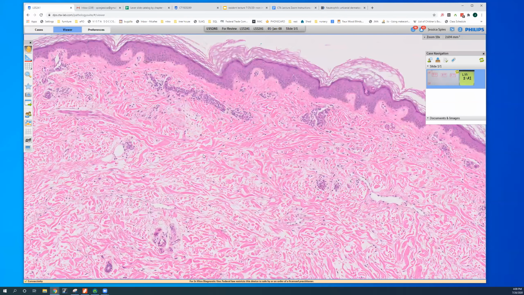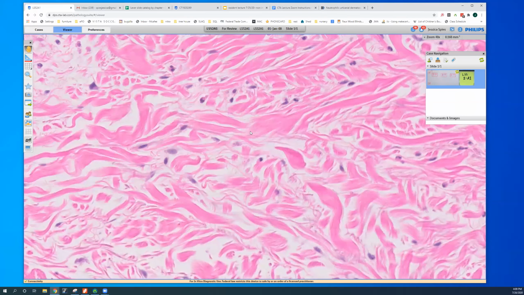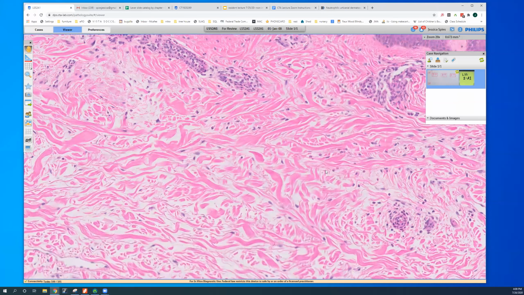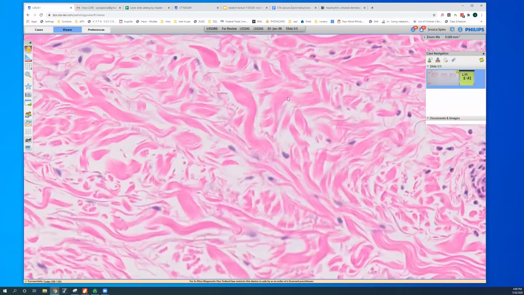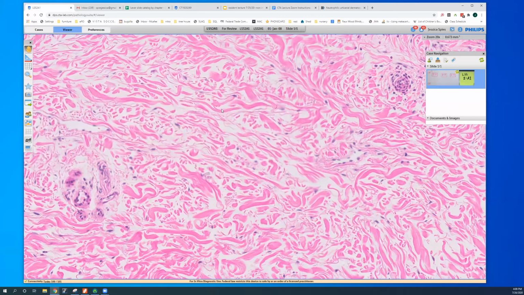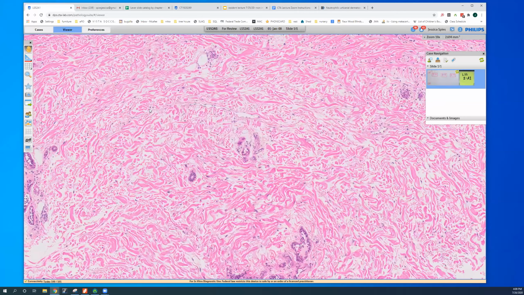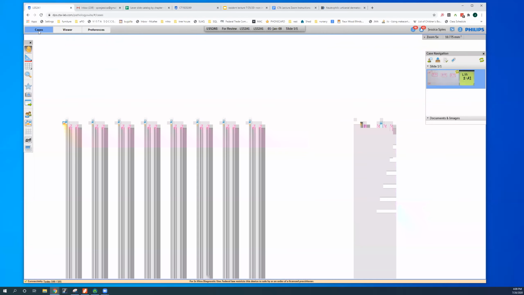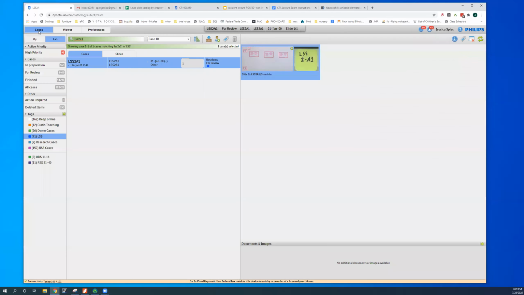And then you can see in the background, let's look around at the cells. We've got some, that's probably an eosinophil. We've got some neutrophils, probably some lymphocytes. We probably have some mast cells in here, but that doesn't make it mastocytosis. And then you can see lots of spaces between the collagen. So this is edema.